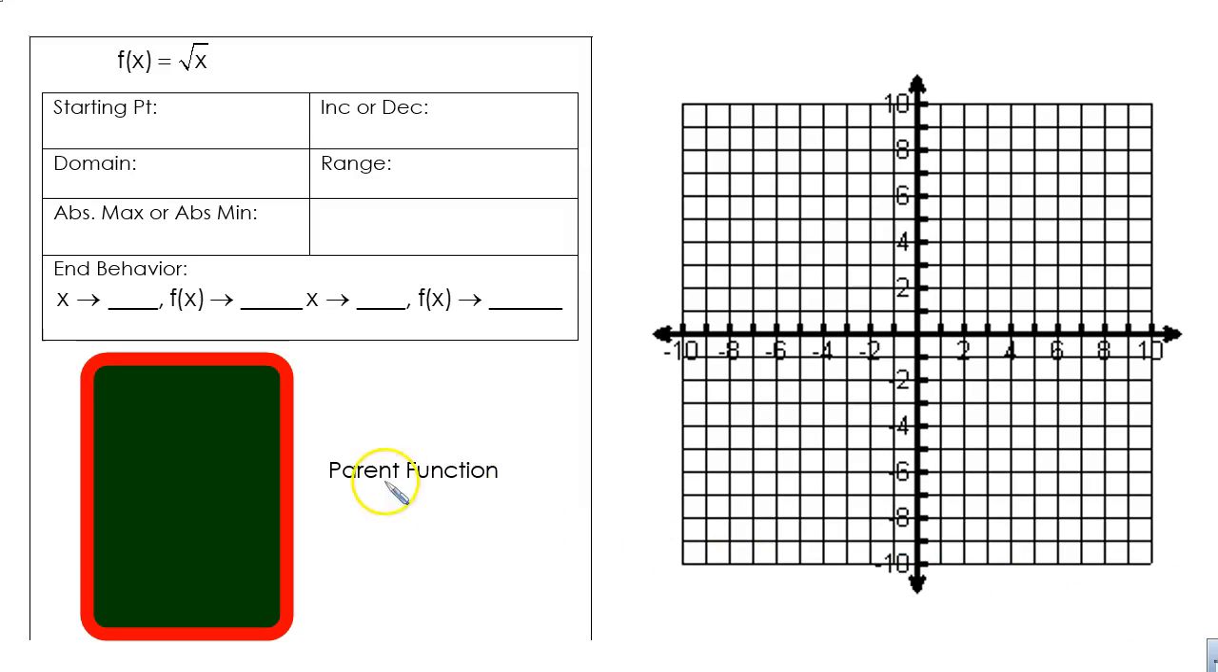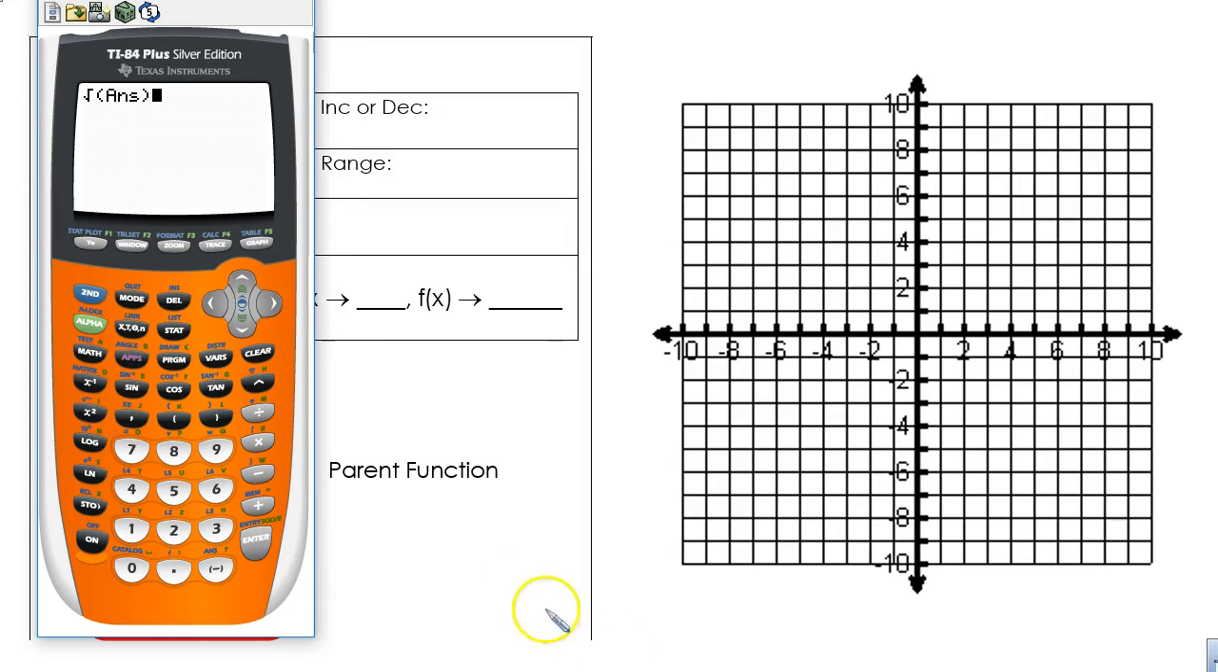Today we are going to talk about characteristics of radical functions. We're going to start with the parent function f of x equals the square root of x. The first thing we want to do is to get this function on a graph. So I'm going to pull up my graphing calculator and review how to do that.